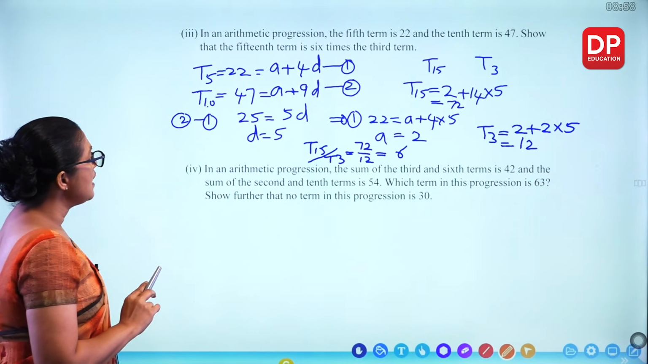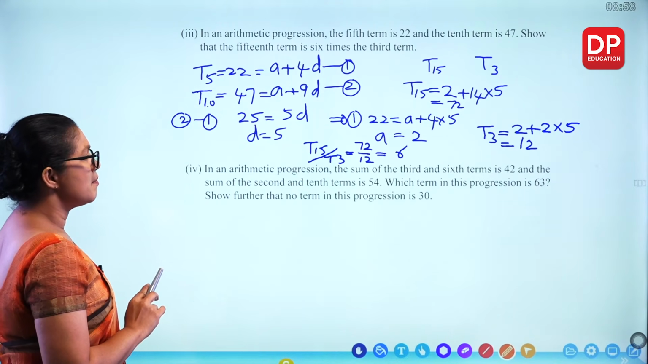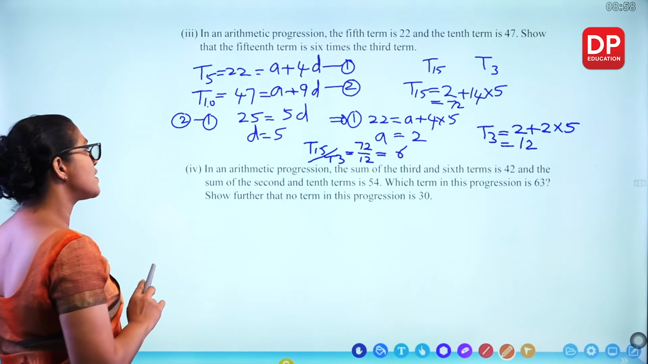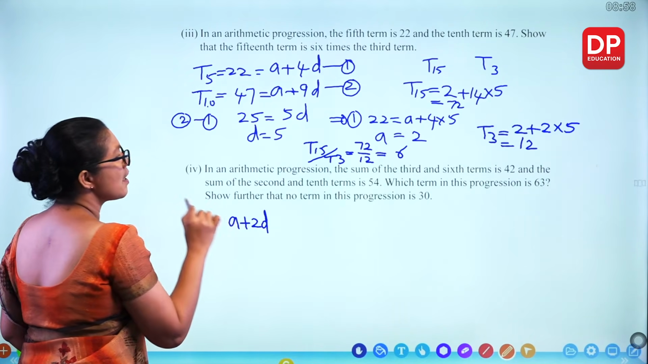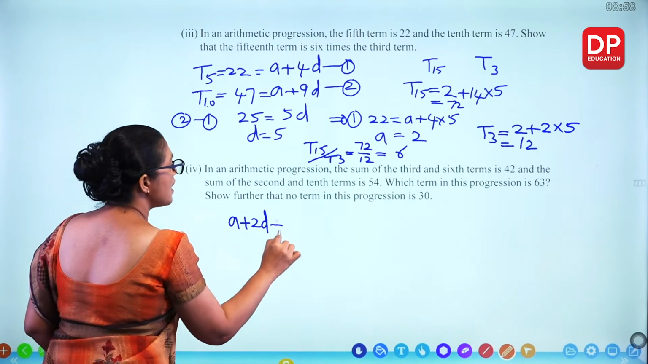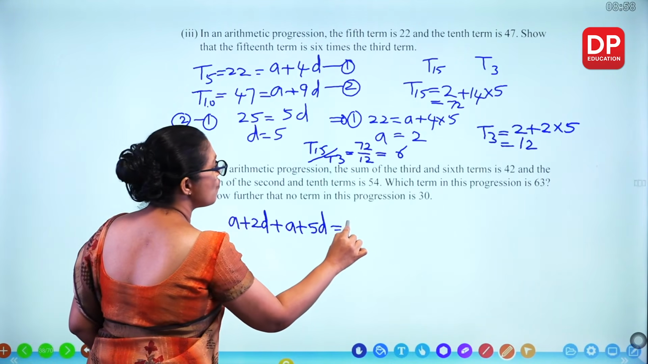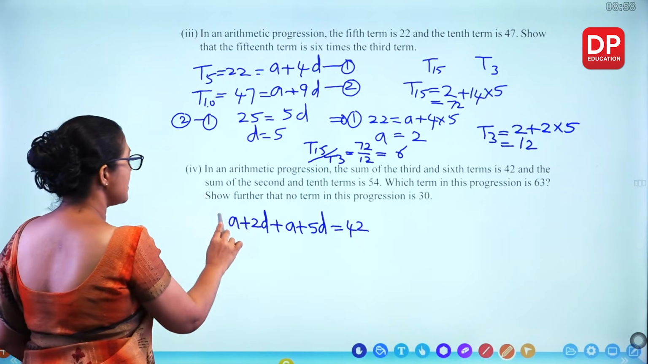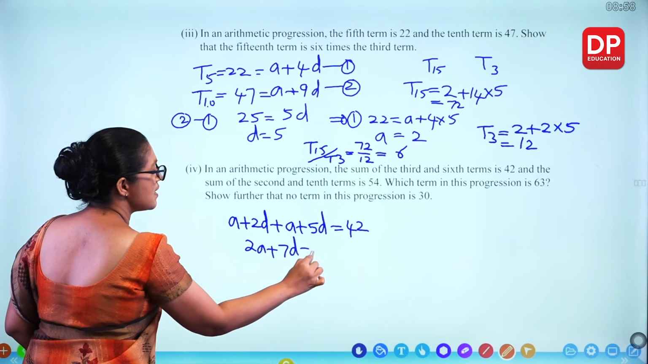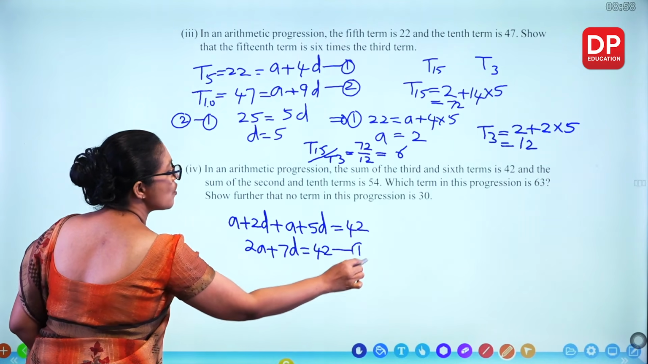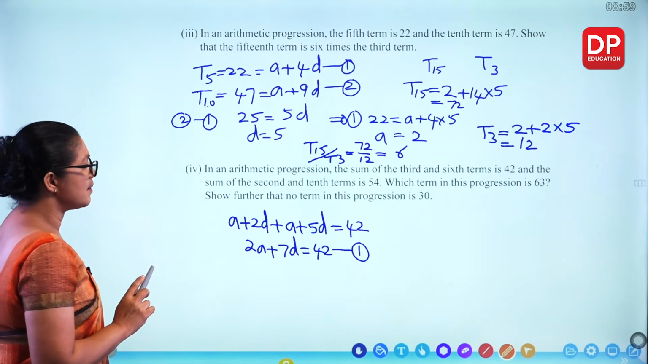Fourth part. In an arithmetic progression, the sum of the third and sixth terms is 42. So how can I write it? The third term, a plus 2d. What's the sixth term? a plus 5d. That's equal to 42. Simplify this. a and a becomes 2a, 5 plus 2, 7d is equal to 42. That's your first equation. And the sum of the second and 10th terms.